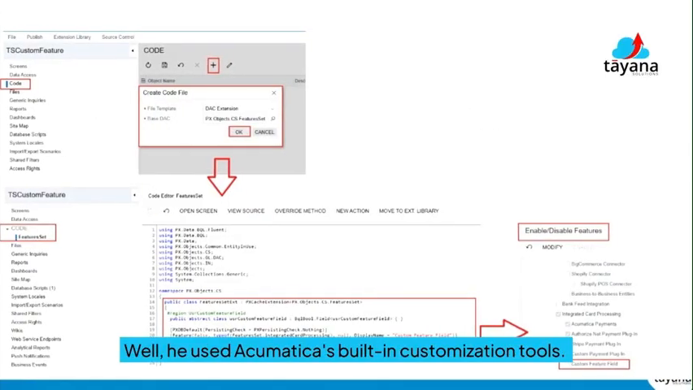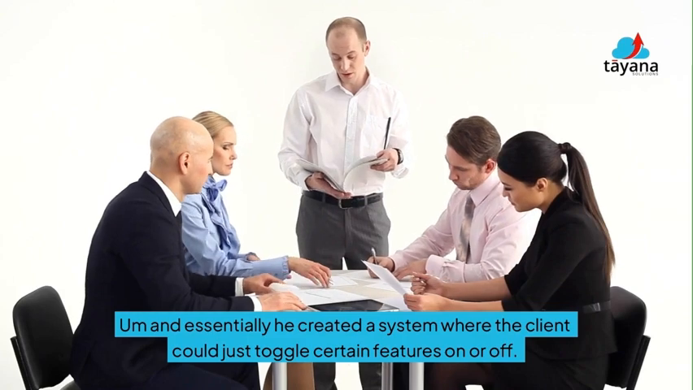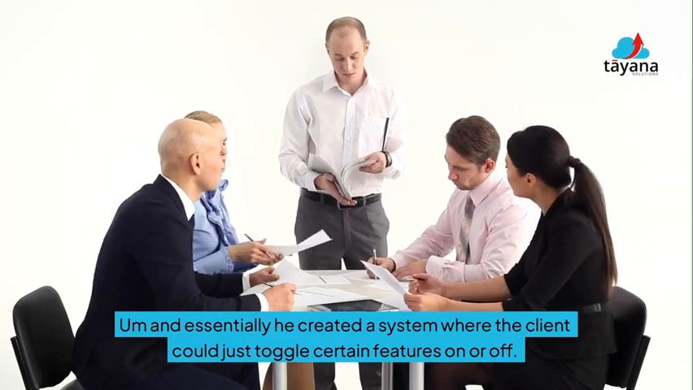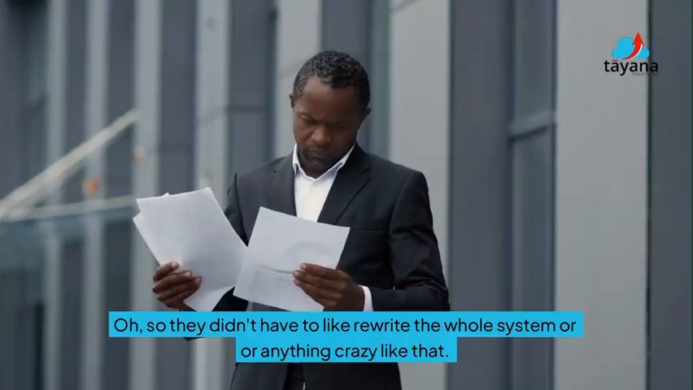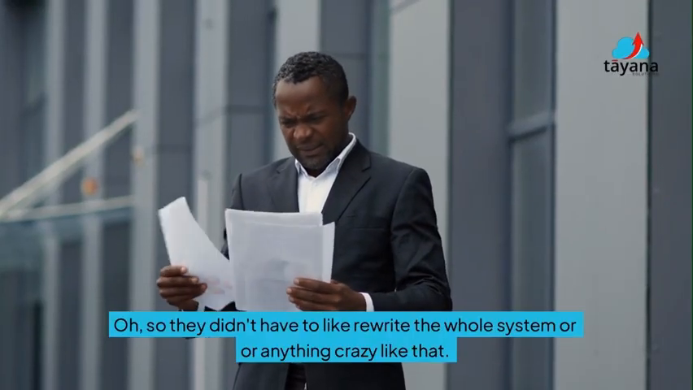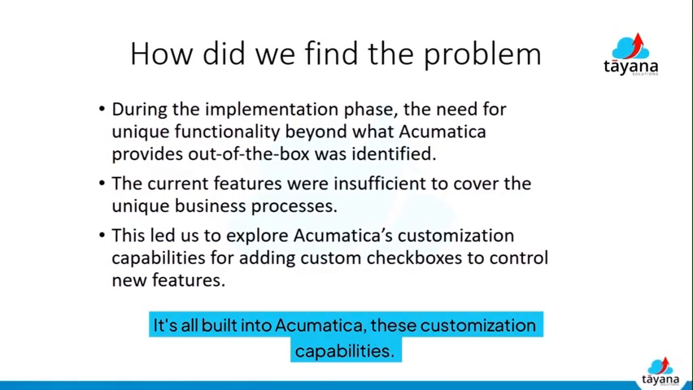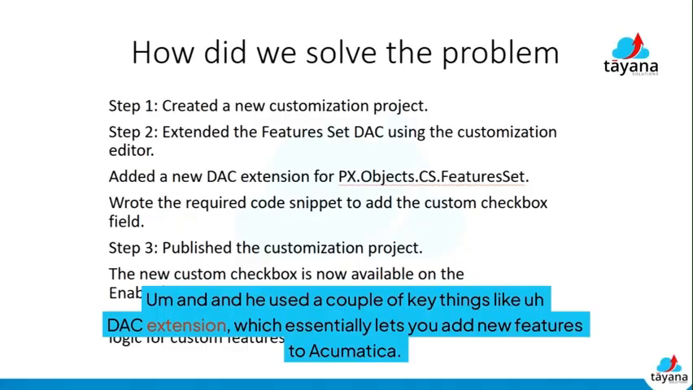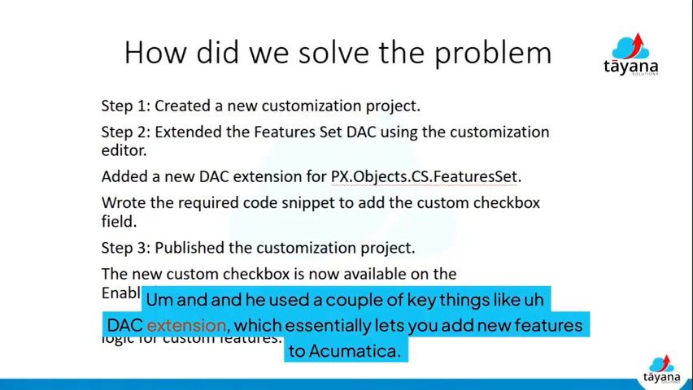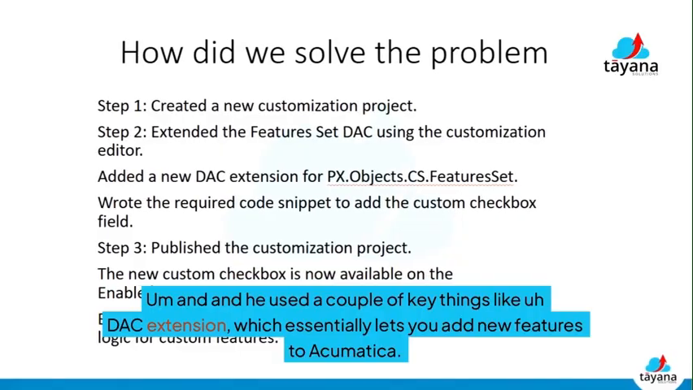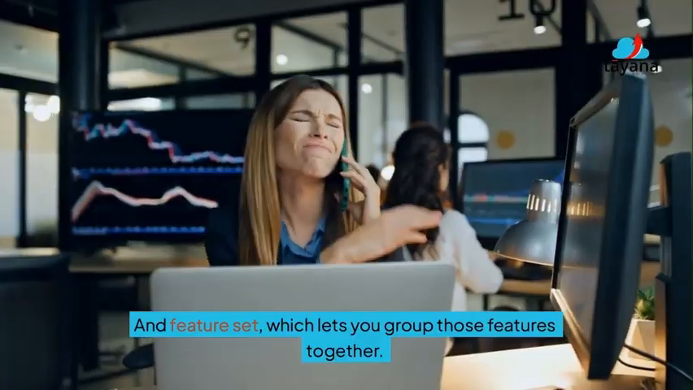Well, he used Acumatica's built-in customization tools. Essentially, he created a system where the client could just toggle certain features on or off. So they didn't have to rewrite the whole system or anything crazy like that? It's all built into Acumatica, these customization capabilities. He used a couple of key things like DAC extension, which essentially lets you add new features to Acumatica, and feature set, which lets you group those features together.